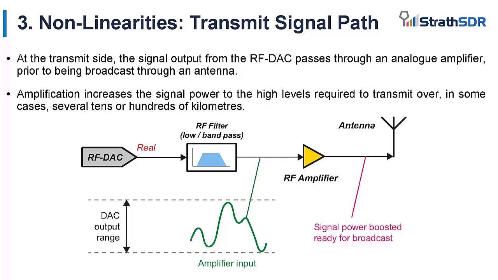Looking now at the transmit side, an RF amplifier is required here as well. In this case, to boost the signal from the level output by the RF-DAC up to a much higher signal level that can be transmitted through the antenna. Once again, this RF amplifier is likely to be non-linear.